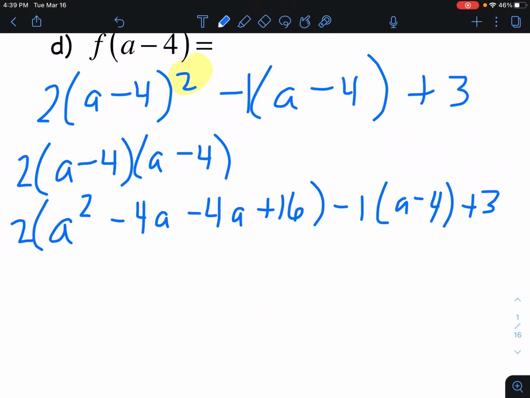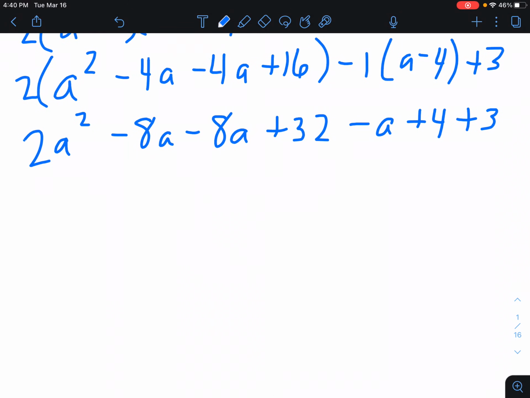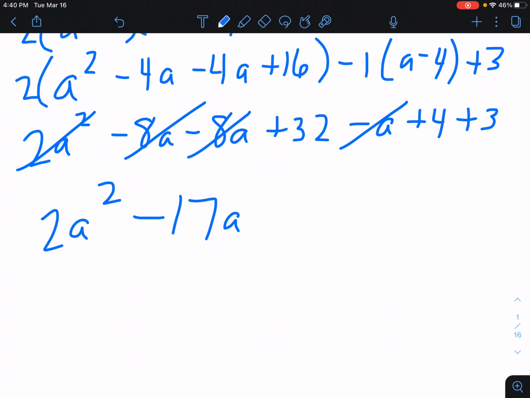All right, so now we're going to distribute the 2. And distribute the minus 1. And then we're going to combine like terms. 2a squared is going to just drop down. For the a's, these two will be minus 16a. Minus another a is minus 17a. And then the constants, 32 plus 4 is 36. Plus 3 is plus 39.